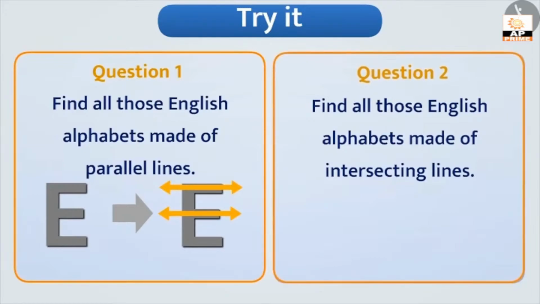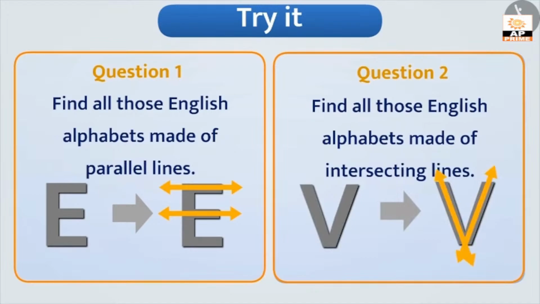Question 2. Find all those English alphabets made of intersecting lines. Like for example, the alphabet V. On extending the lines, they intersect. Hence, it is made of intersecting lines.